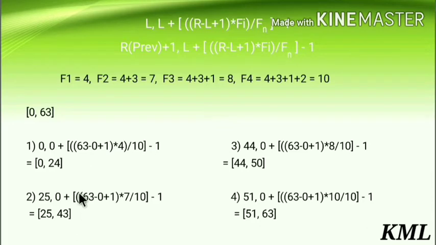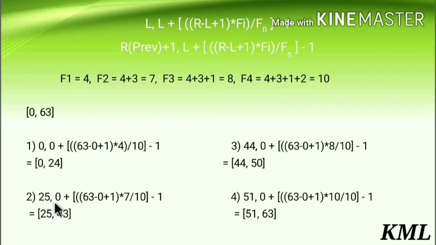Let's find the second subinterval. So substitute this in this formula. So what do you do now? See here, in floating point, what we used to do, we used to take right of previous as the left of current. Here what we do, we take the right of previous plus 1 as the left of current. So in the previous step we got 24. Now we have to add 1 to it and take that value here. So 24 plus 1, you get 25 here. So right of previous plus 1 as the left of current.